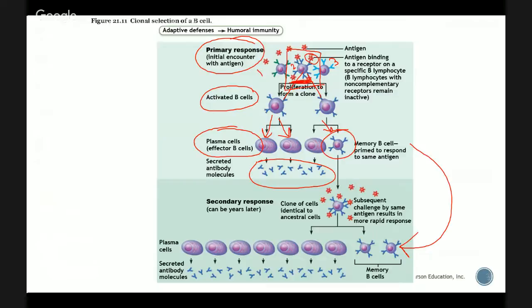So if we ever get another exposure, even years later, now we have those memory cells, they become active, and now instead of just spewing out a few plasma cells, we get a huge response. Tons of plasma cells are released for a much more rapid response.